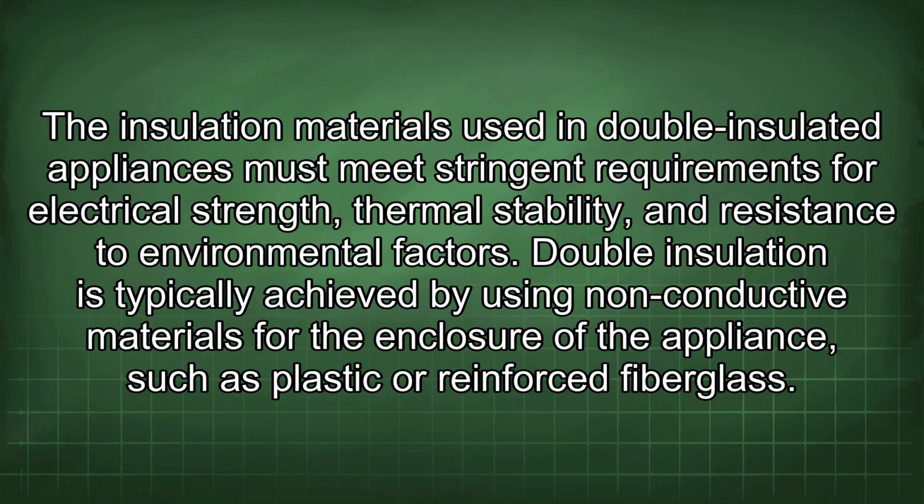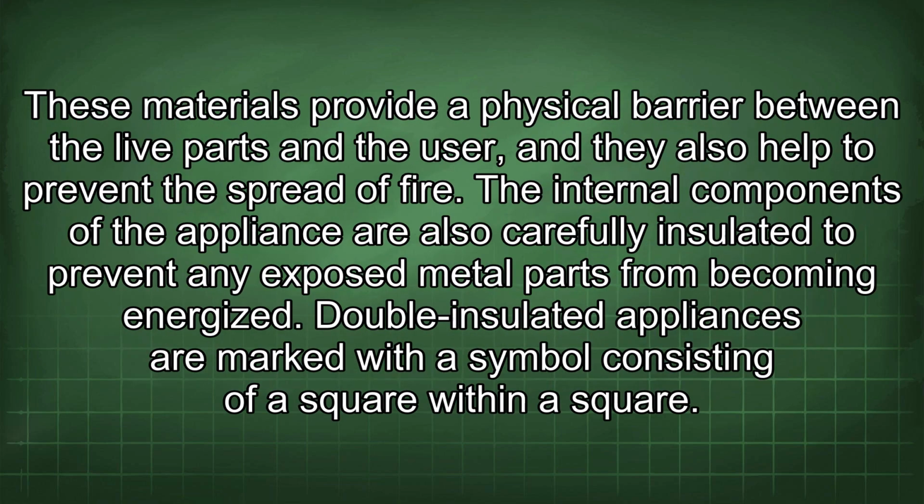Double insulation is typically achieved by using non-conductive materials for the enclosure of the appliance, such as plastic or reinforced fiberglass. These materials provide a physical barrier between the live parts and the user, and they also help to prevent the spread of fire. The internal components of the appliance are also carefully insulated to prevent any exposed metal parts from becoming energized. Double insulated appliances are marked with a symbol consisting of a square within a square.